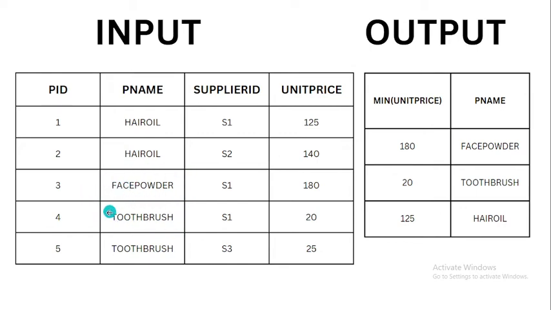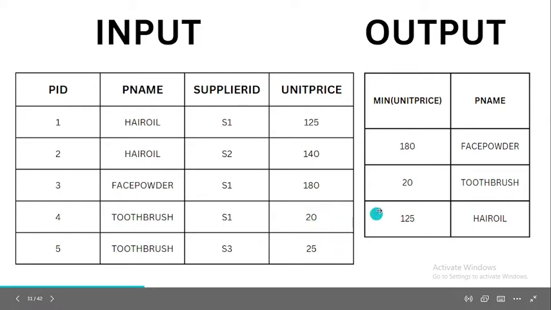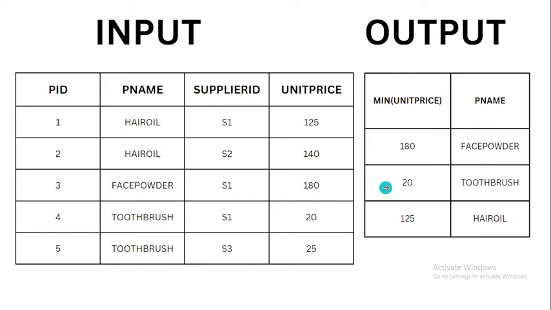In the same way, when you go with the toothbrush, you also have two entries. Again, you need to group by the product name, so it will be compared with 20 and 25. The minimum value is 20. So that is the reason our output will appear like this.